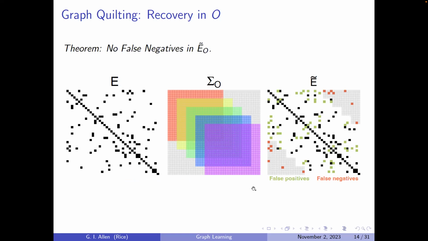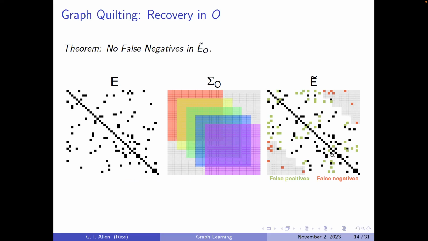The first result is that if you apply the MAD-GQ estimator, something really cool happens. You can show that there are no false negatives in O at all. The observed portion only admits false positives. You're never going to miss an edge. This is a really big deal. We're not going to miss edges in O, which is important.